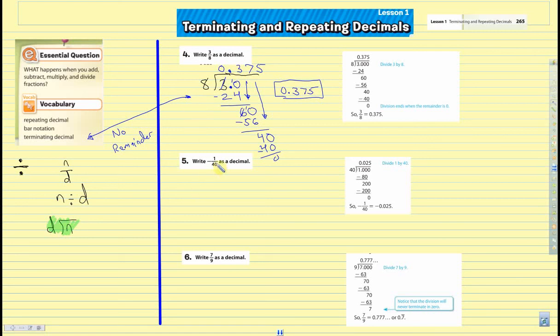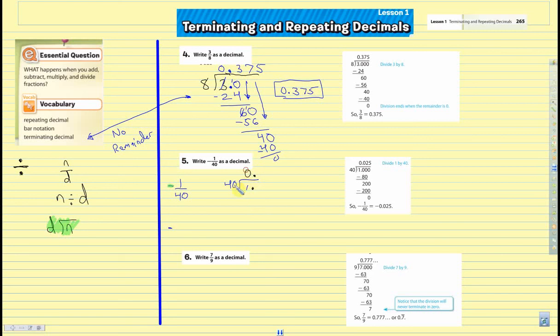Example 5 deals with negative 1/40th. Well, you know that negative? I'm going to just highlight it right now. You just have to remember it. Because we're dealing with things that are equal, we're going to write a decimal that's equal, and our decimal is going to also be a negative. But let's set this up. 1 divided by 40. Go ahead, throw your decimal in there.